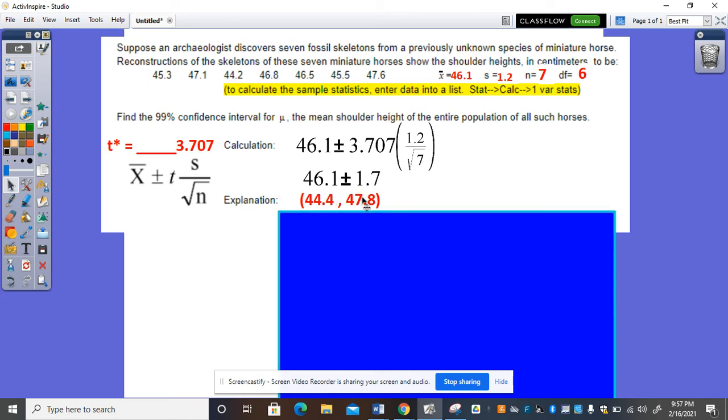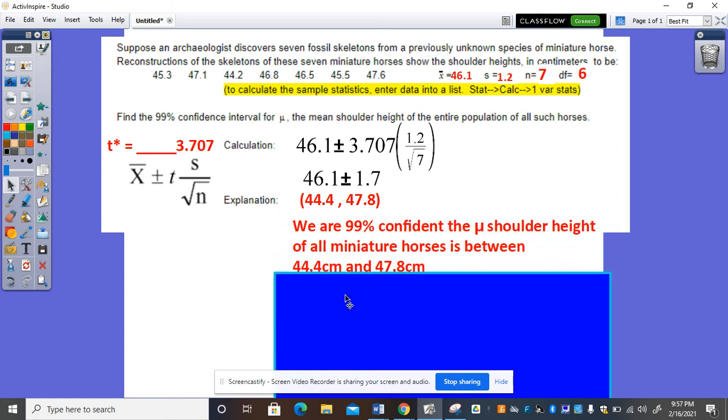So when we write our sentence, we're talking about the average, the true average or true mean. So you can look at my sentence, make sure you put your percent, the true mean, and make sure you label that these are in centimeters. And that is where you can stop on your worksheet.